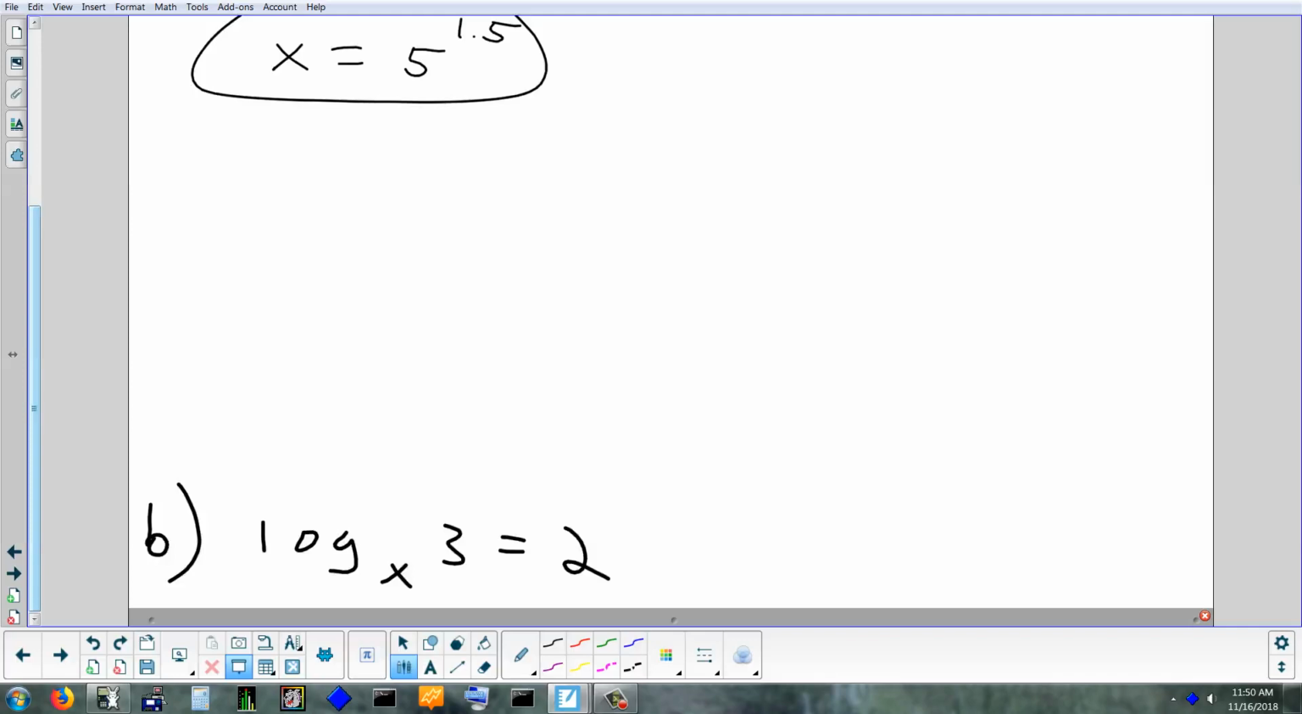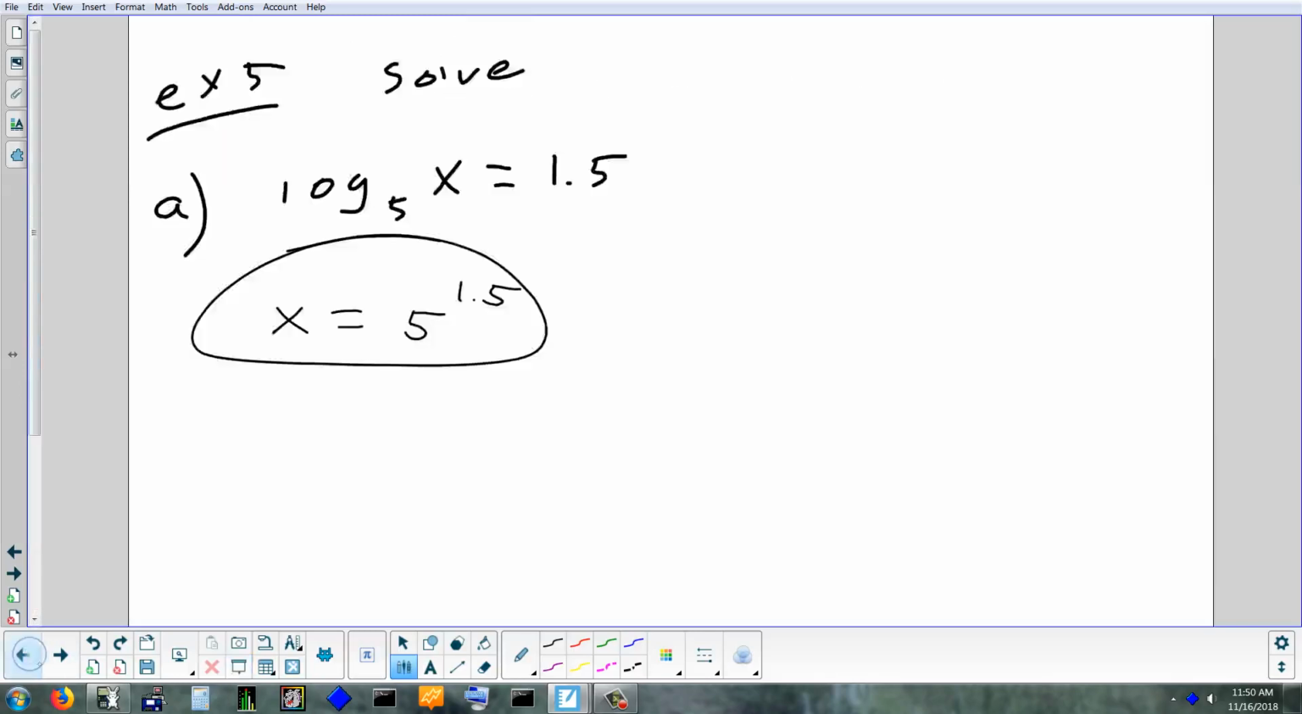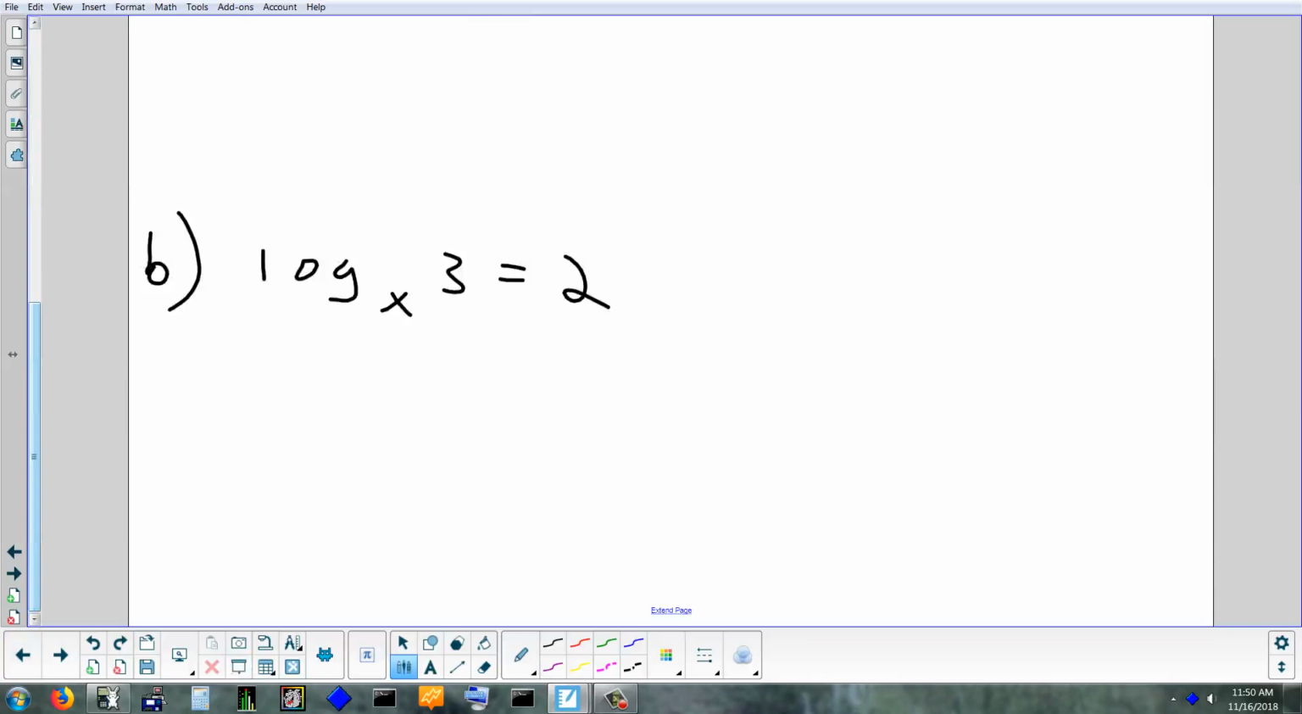All right, so we did one where the variable was by itself. We did one where it was the argument. Let's do one where it's the base. And then we'll finish up with the last thing for today. Okay, how would we write this one in exponential form? Say it. X squared equals 3. Yep. X is your base. Logarithm equals the exponent. Argument ends up alone on the other side.